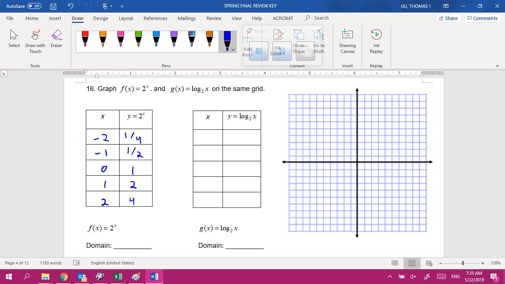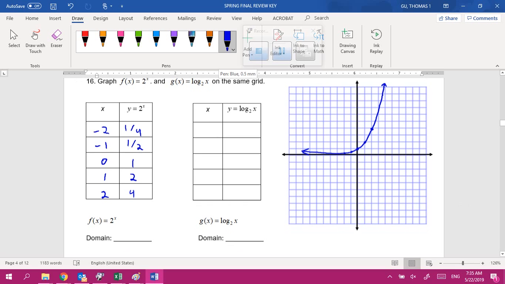All right, so I'm going to go ahead and graph this exponential. So we got -2, 1/4, about here. -1, 1/2, about here, 0, 1. 1, 2, and 2, 4. So yeah, an exponential is supposed to look like this, going up at an exponentially fast rate. Boom, there it is.